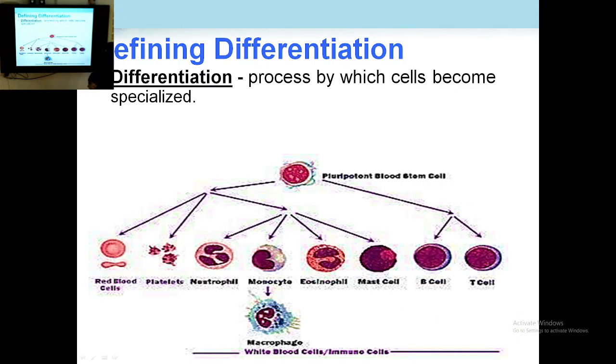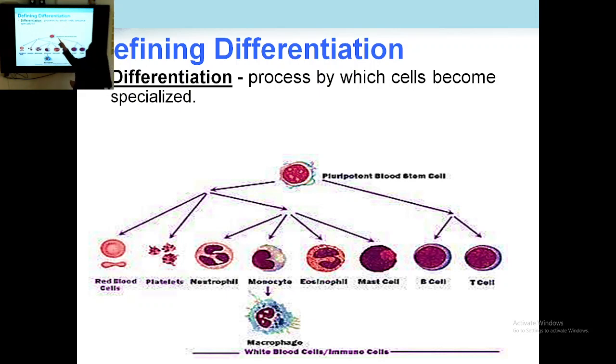Let's start with defining differentiation. What do we mean by differentiation? What's the meaning of this process? Differentiation is the process by which cells become specialized with a special function and special structure.